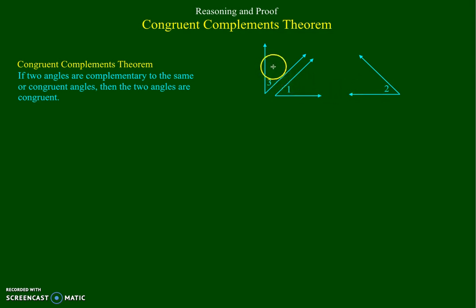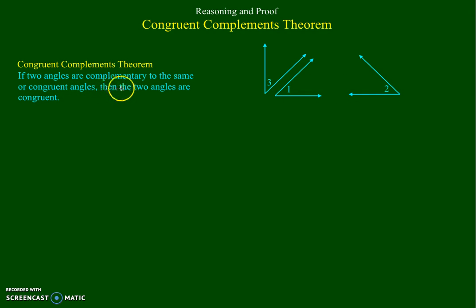In other words, let's say that this is 50. This angle would have to be 40. And 40 plus 50 gives you 90. If this angle is constant at 50, then this angle would have to be 40 as well in order to be complementary to that. And if this angle has the same measure as this, then those two angles are going to be congruent angles. So that's the nature of this.